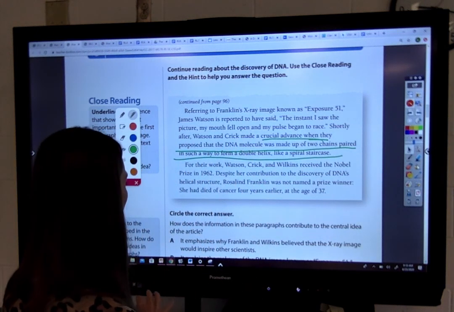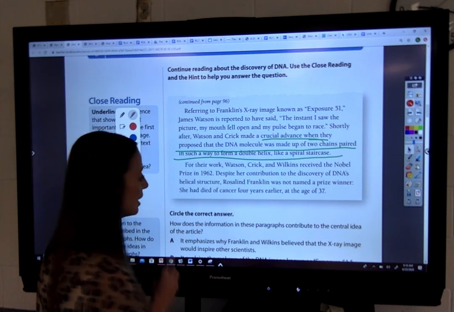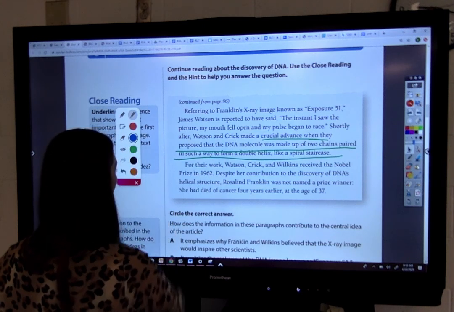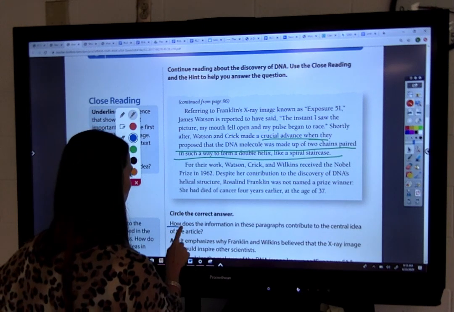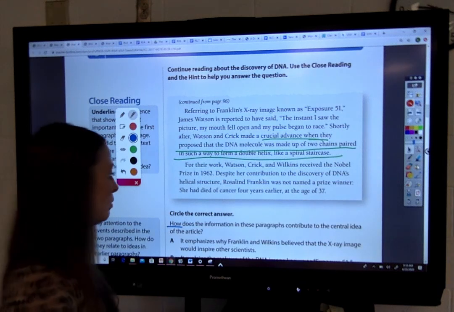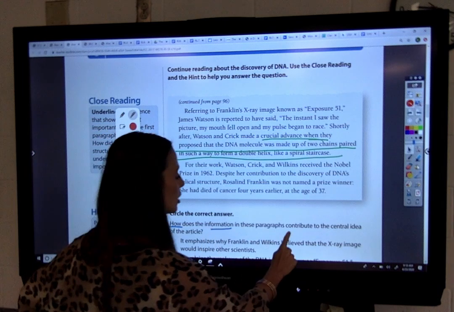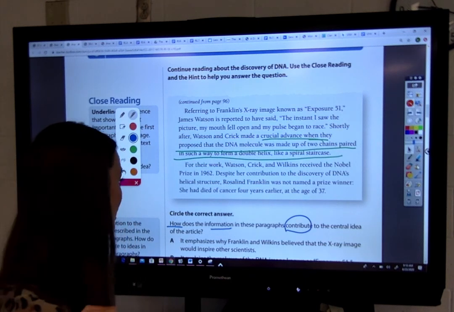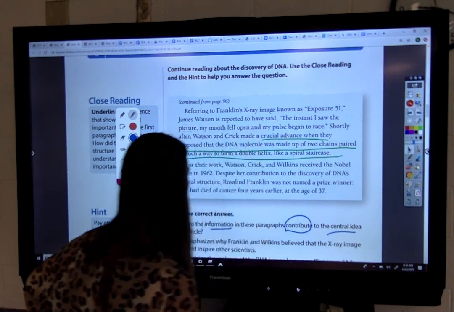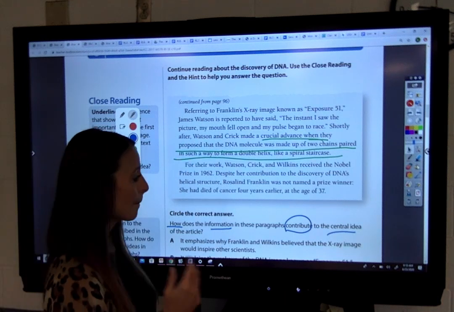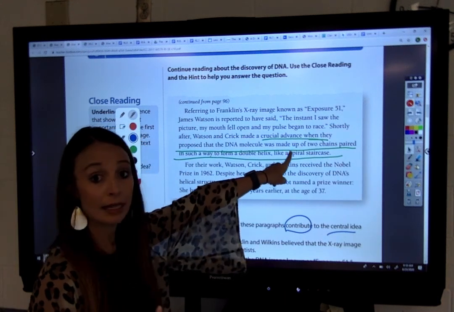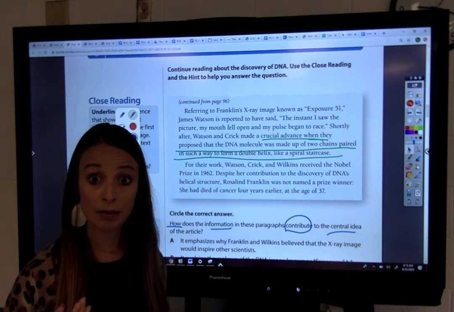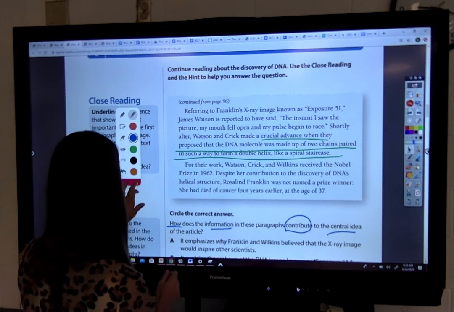So let's look at the question. How does the information in these paragraphs contribute to the central idea of the article? So let's look at some keywords here. How, that's the verb. They're wanting to know how the information contributes. Well, you got to know that contributes means how does it help it? How does it build on it to the central idea? So how does this information help build the central idea? And we know it's all about the DNA, them discovering the DNA molecule. So let's look at our answer choices here.